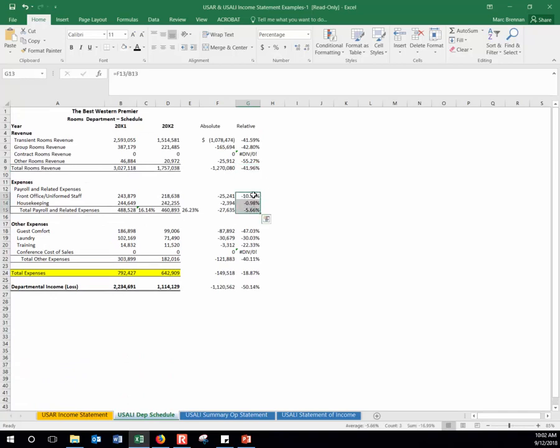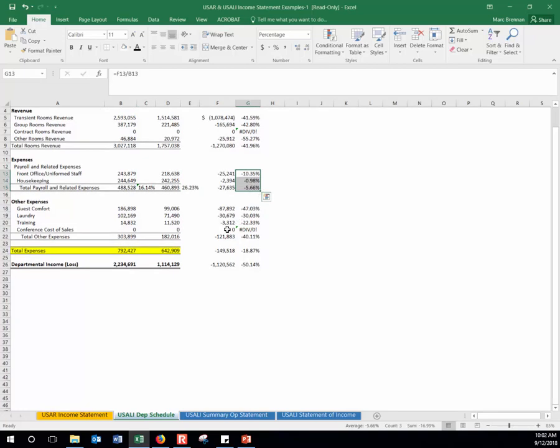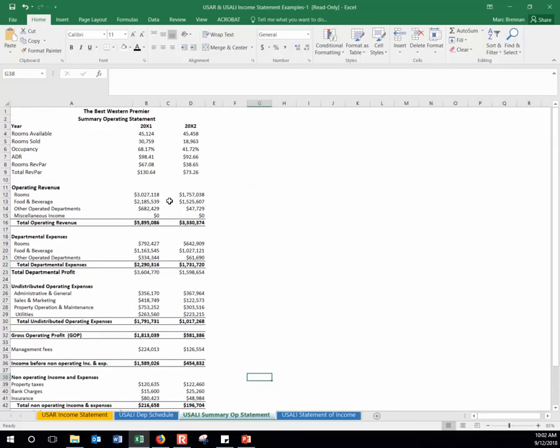So again, our rooms expenses went down, which is good, but we need to see the vertical analysis to really feel comfortable with whether or not this is good or not. Is it good enough? Same thing with all of these expenses right here. We want to work in conjunction with our vertical analysis. We would do the exact same thing here. We would create an absolute difference and a relative difference. We would actually start it up here. That's the main difference with your summary operating statement.